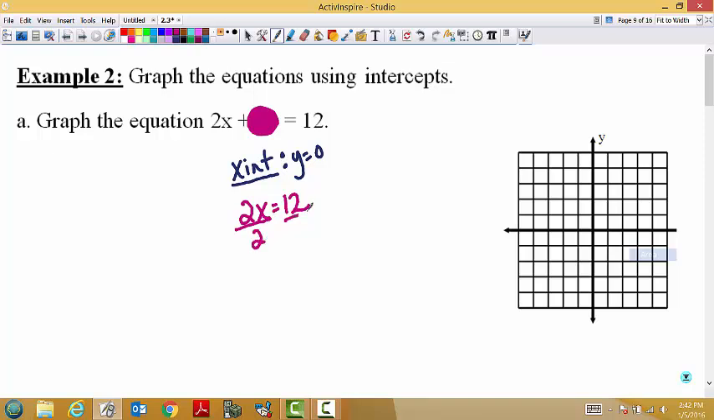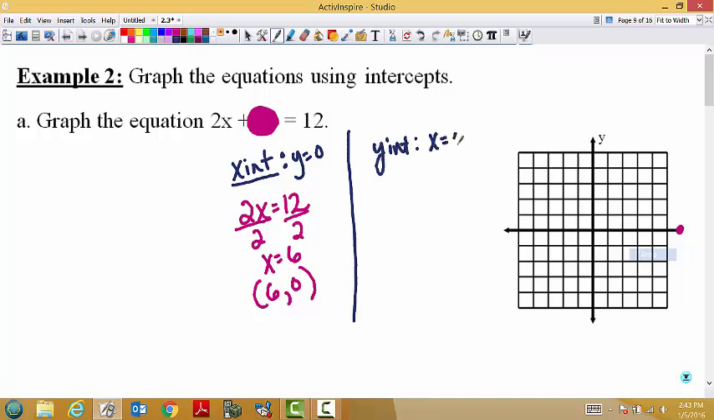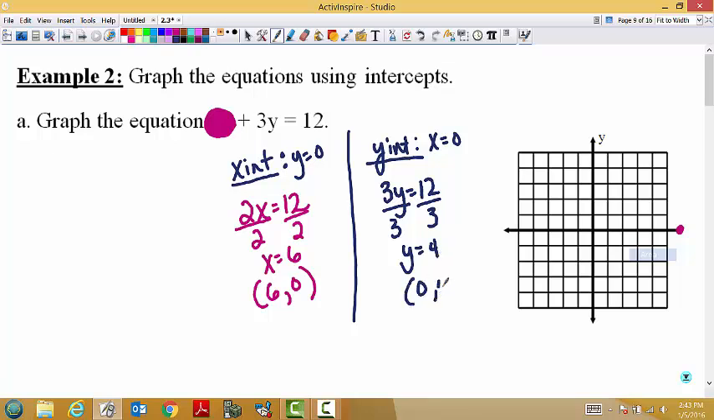2x equals 12, so x equals 6, so it's the point 6, comma, 0. So I'm just going to come over here to my x-axis, 1, 2, 3, 4, 5, 6 would be out here. Okay, so now I want the y-intercept. X equals 0. So I'm going to cover the x. If I cover the x, I get 3y equals 12. Solve for y. Y equals 4, so that's the point 0, comma, 4. So 1, 2, 3, 4 right there. And then you just connect the dots.